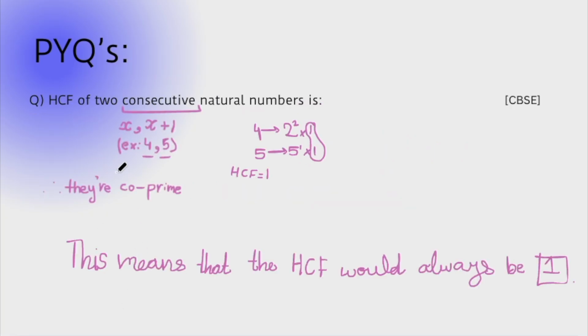Next question, HCF of two consecutive natural numbers is. Whenever they give us two consecutive natural numbers, we have to write the general form as x, x plus 1. So if we take the example of 4, 5, the prime factorization of 4 will be 2 square, and for 5 it will be 5 to the power of 1. And if we find the HCF, you can see that there are no common factors, hence the HCF would be 1. We had learned the reason in lesson number 1. And this would mean that both the numbers are co-prime. So the HCF would always be 1 for any two consecutive natural numbers.